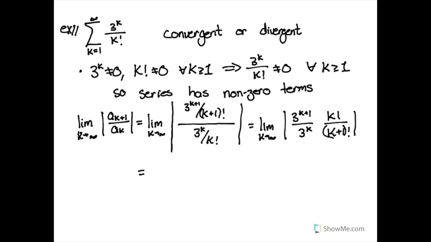The first term is just equal to 3. And the second term, k factorial over (k plus 1) factorial: k factorial is the product of all integers up to k, and (k plus 1) factorial is the product of all integers up to k plus 1. So if you cancel out everything up to k, you're just left with a k plus 1 in the denominator. And as k goes to infinity, this is going to equal 0. So the limit exists, so we can use the ratio test.